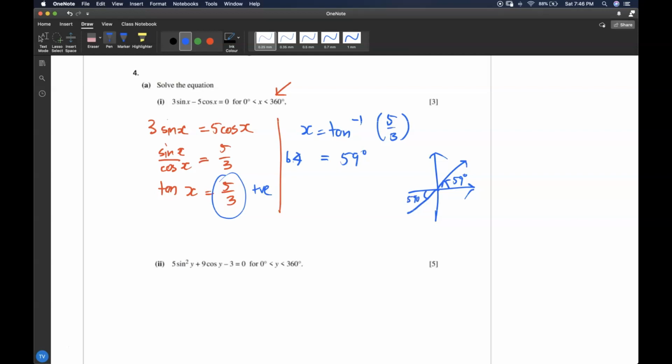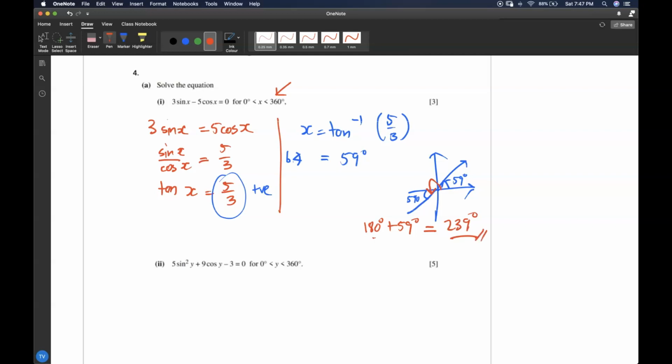Okay, sorry about that. It looks like 590. I'm too lazy to make the changes. But this is the angle that we are looking for. So we take the larger angle. So in order to get this angle, what do we do? We take 180 degrees plus 59 degrees. So this will give me 239 degrees.